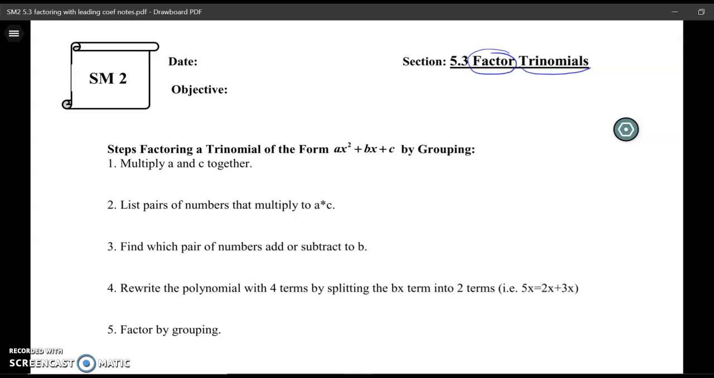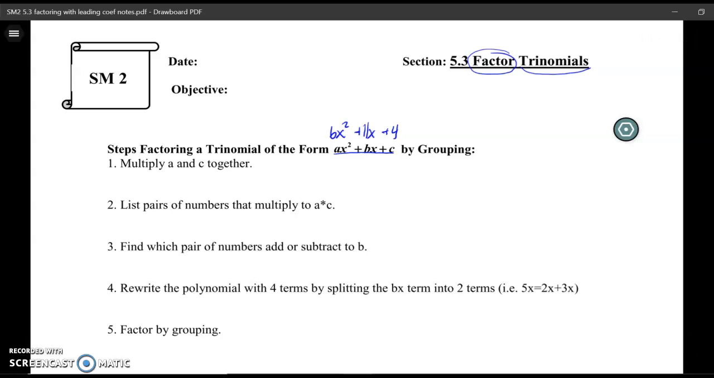has three terms. So we're going to be looking at polynomials that look like this: ax squared plus bx plus c, and a, b, and c can be any numbers. So for example, we could do 6x squared plus 11x plus 4. Okay, so let's actually start with that example. We'll figure out how to factor that one.